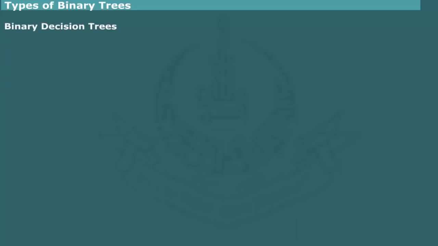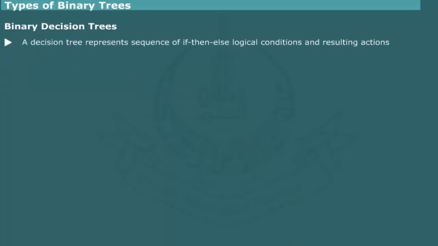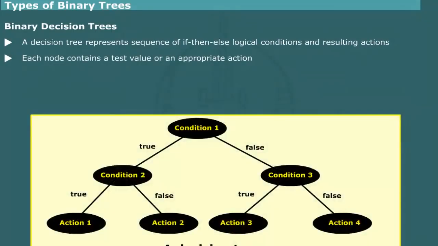Binary decision trees. A binary decision tree is structured to represent a sequence of if-then-else logical conditions and the resulting actions. Each node contains a test value or the appropriate action. Figure shows an example of a decision tree. In this representation, C1 through C6 are conditions and A1 through A7 are actions or conclusions.